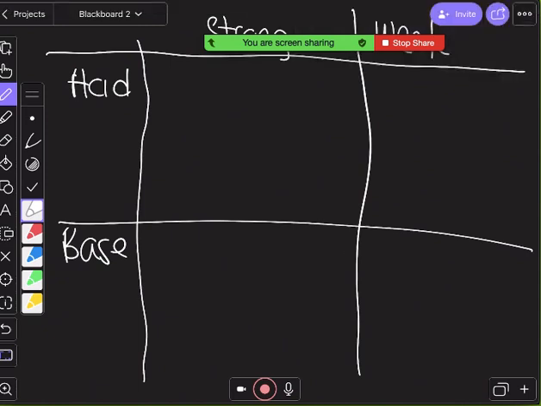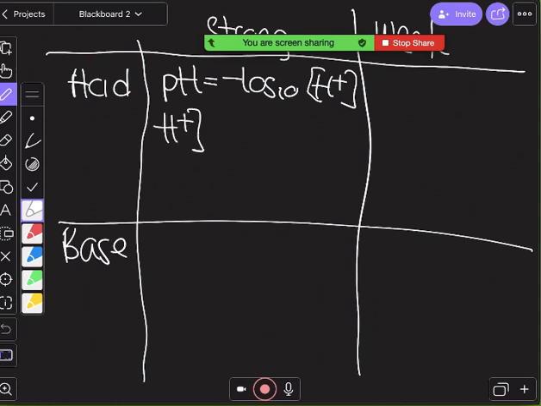So we had said that you will have pH equals negative log to the base 10 of your hydrogen ion concentration, and the question I left you with was, how do we work out hydrogen ion concentration then? What's the formula you're supposed to remember? 10 to the power of minus the pH. Yep. So they're the only two things that you will need for strong acids.